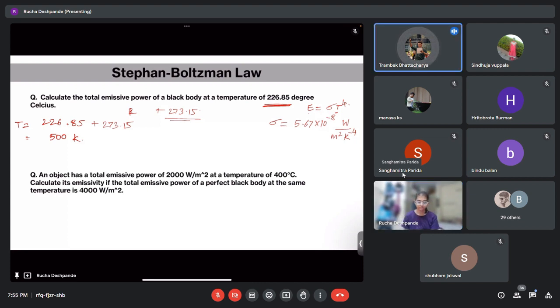So, ma'am, I will now do 500 to the power 4, into constant. Right. So you have to make sure that the temperature is in Kelvin over here, because in the constant it's Kelvin.